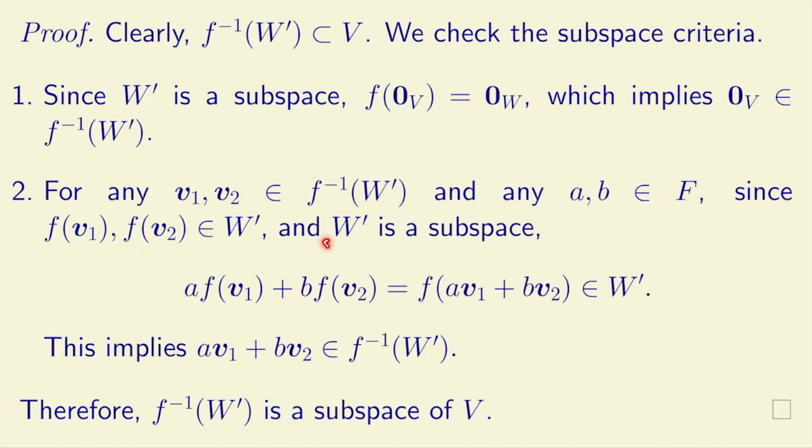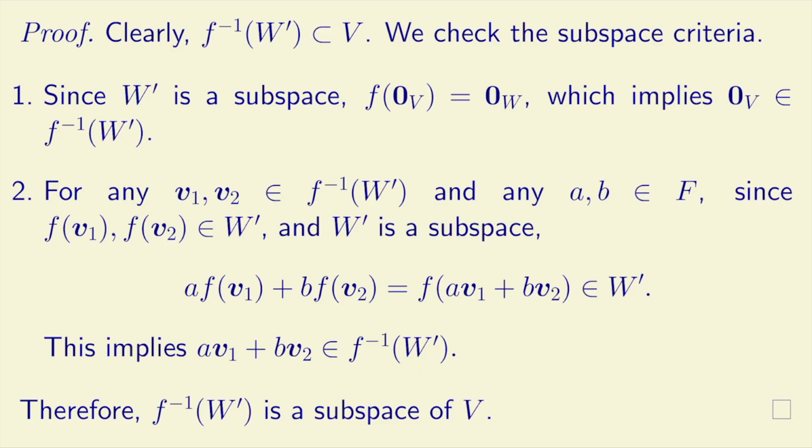Since w prime is a subspace, any linear combination of f of v1 and f of v2 will also be in w prime. Because f is a linear map, a f of v1 plus b f of v2 is the same as f of av1 plus bv2. Since this expression is in w prime, it means our original linear combination, av1 plus bv2, must be in the inverse image, f to the negative 1 of w prime.